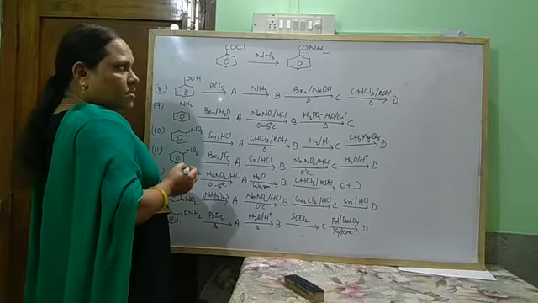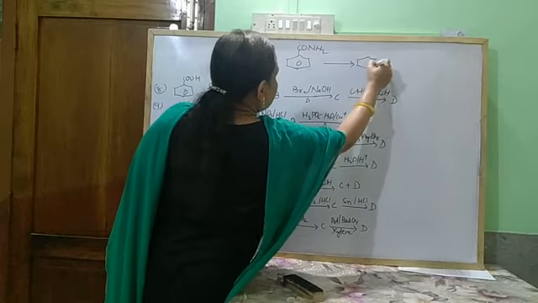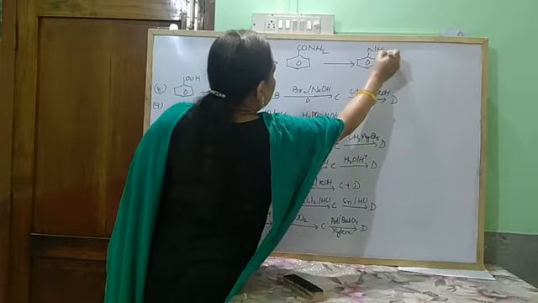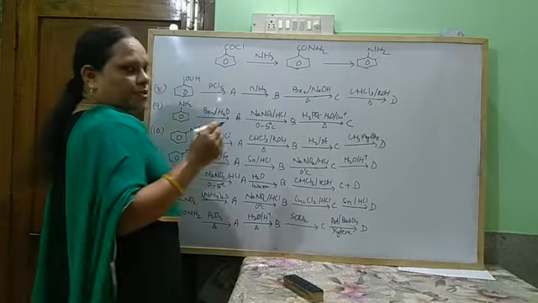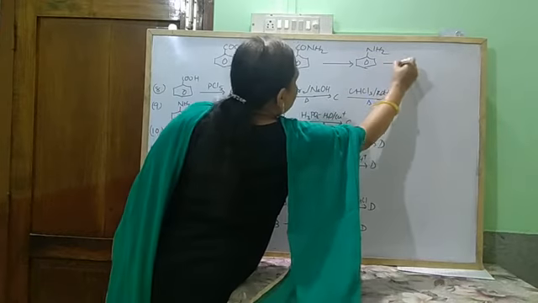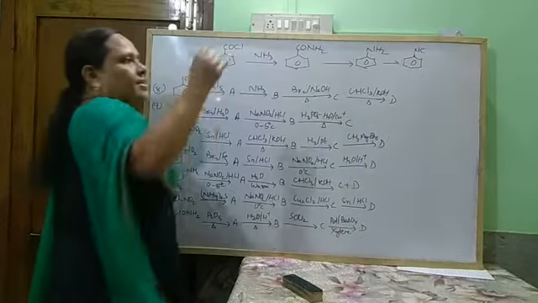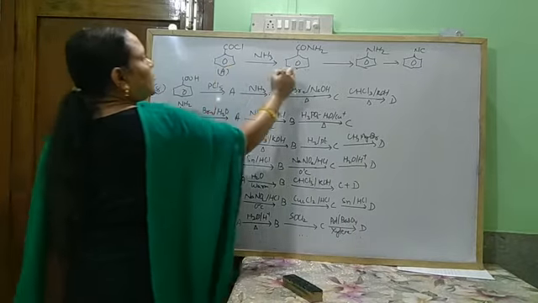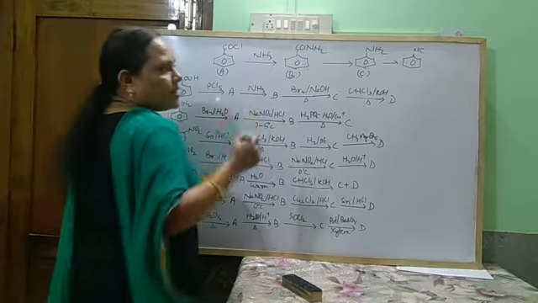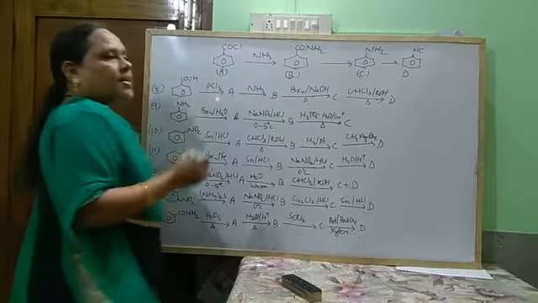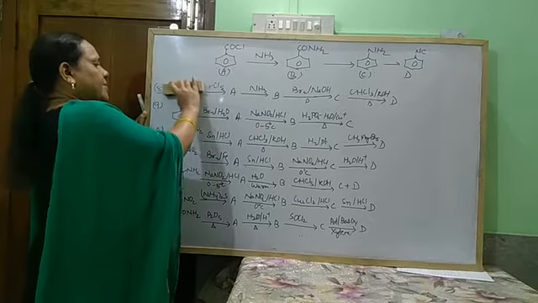This is the Hofmann bromamide reaction. So again it forms aniline. And aniline, being a primary amine, when treated with chloroform in presence of potassium hydroxide, forms phenyl isocyanide. So A is benzoyl chloride, B is benzamide, C is aniline, D is phenyl isocyanide. Next come to question number 9.